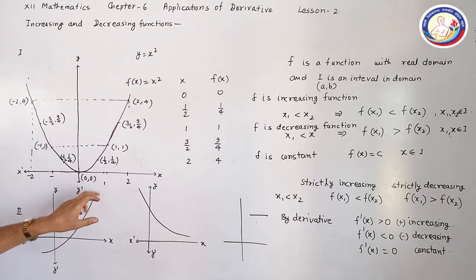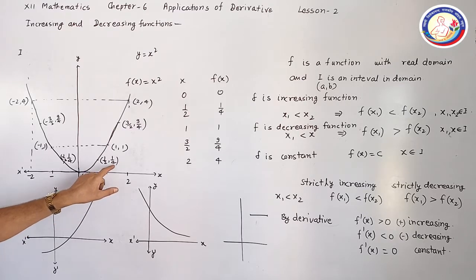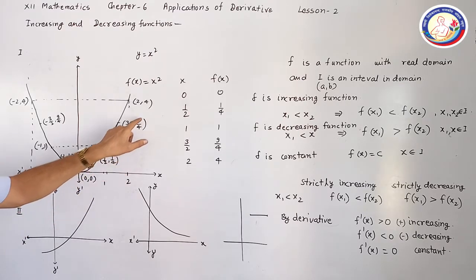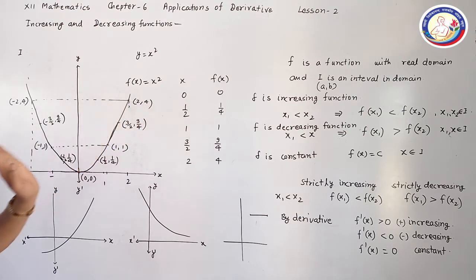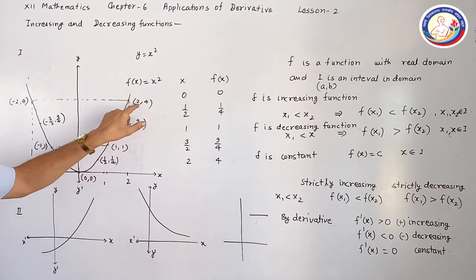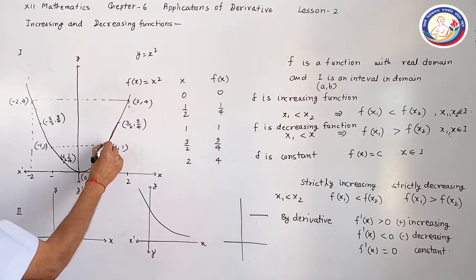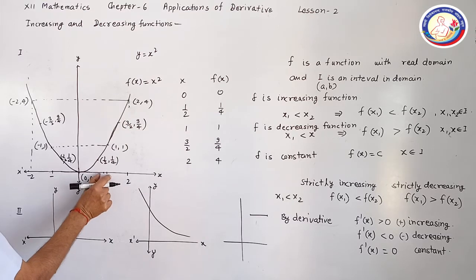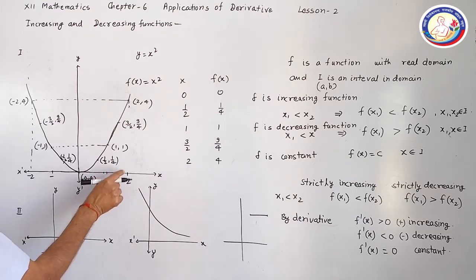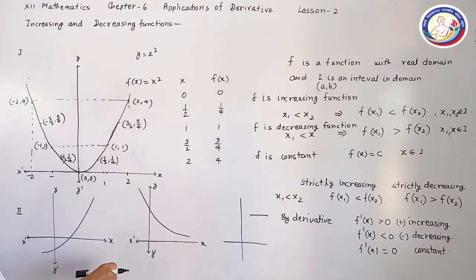Now what about the value of function? This is 0, 1 by 4, 1, 9 by 4 and 4. So if the value of x is increasing, 0, 1 by 2, 1, 3 by 2, 2, continuously increasing, then the value of function is also increasing. It means y is increasing, the height is increasing. As the x coordinate increases, the value of y coordinate also increases.